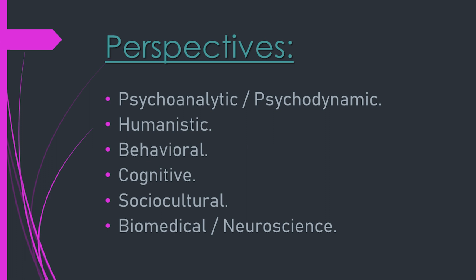Number four is cognitive. It is about the thinking of a person, how the abnormal behavior is affected, in a negative or positive way. Number five is sociocultural, as in how this person is living in the society. And number six is biomedical and neuroscience. This field is basically related to how the disorders have clinically been proven by the doctors and psychologists.